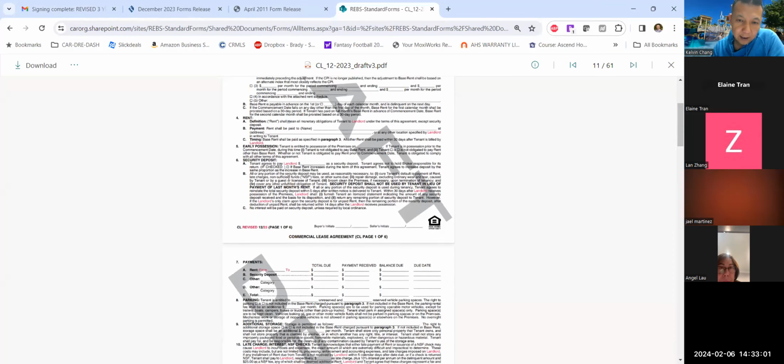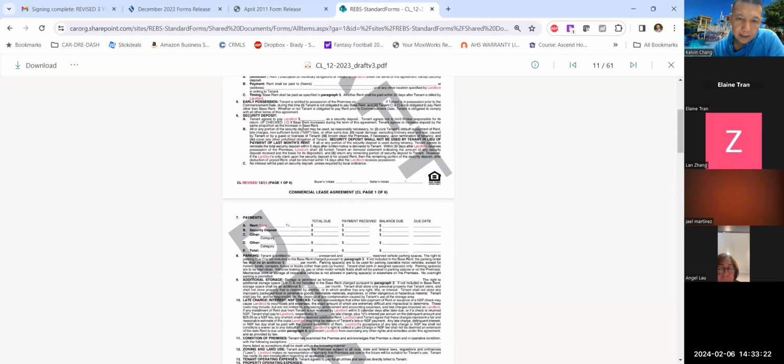Now, when I look at the changes of what's going on, the red is the changes. They changed all the words to be landlord here instead of lessor. They're both interchangeable and fine. Whether you use landlord or lessor, that's fine. Tenant or lessee, that is fine when you're dealing with commercial.